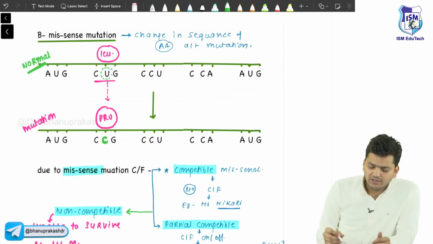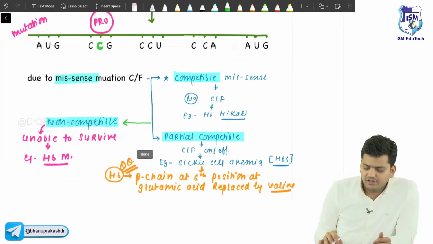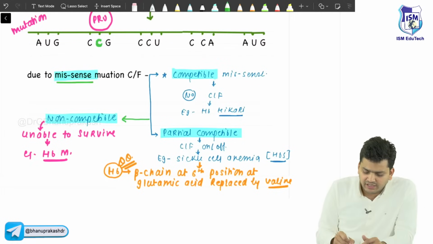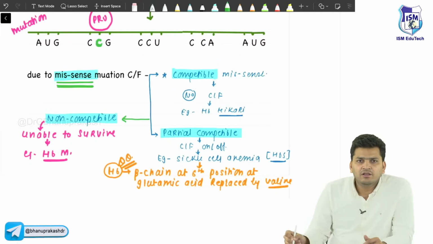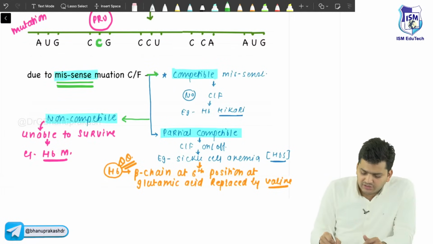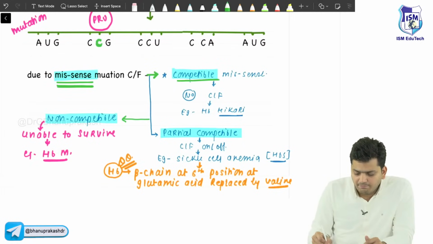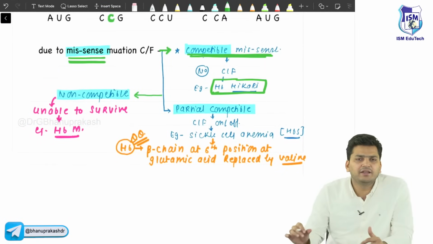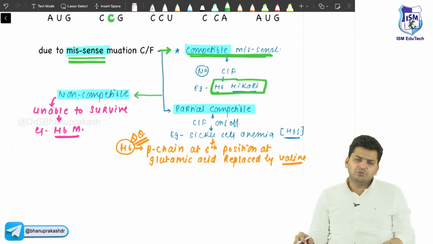For example, let's say a mutation happened, and because of that, some amino acid sequence changed. If the amino acid sequence is changed, that is called a missense mutation. Now, if the missense mutation is not creating any trouble, this is called a compatible missense mutation. Compatible means there is no problem, such as hemoglobin Hikari. There will be no symptom in a patient of hemoglobin Hikari. It's a completely compatible missense mutation.